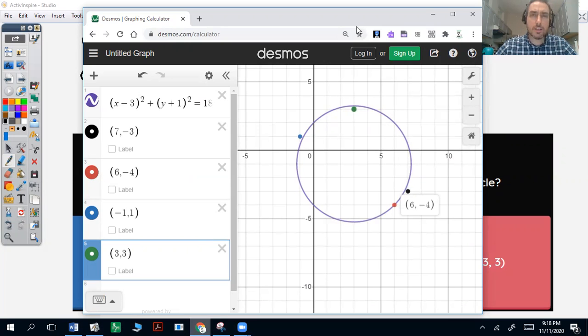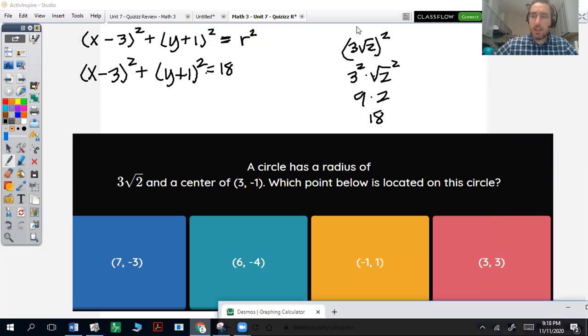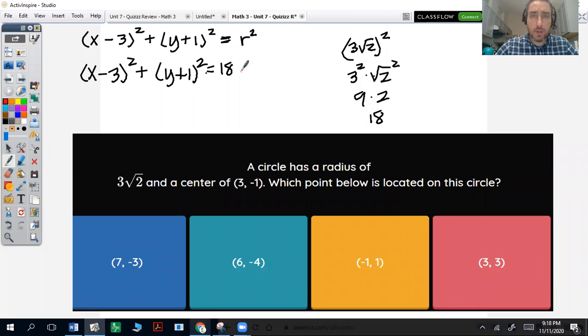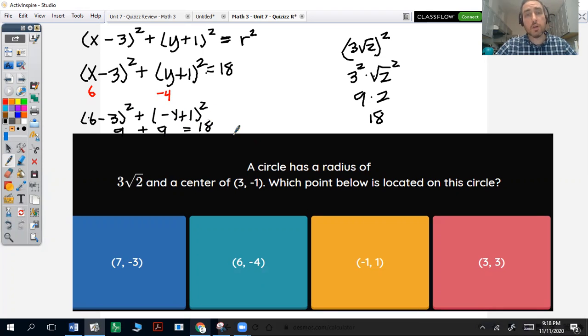How do you know that that's on the circle? Well, another way to check it would be to plug in the point 6 and -4 into here and see if you got 18. So I could substitute 6 there and -4 there and test that out. (6 - 3) squared, and then (-4 + 1) squared. You can put that in the calculator or do it by hand. It's 3 squared, that's 9. -3 squared, also 9. 9 plus 9 is 18. So it does work, it checks. And so there's your answer.